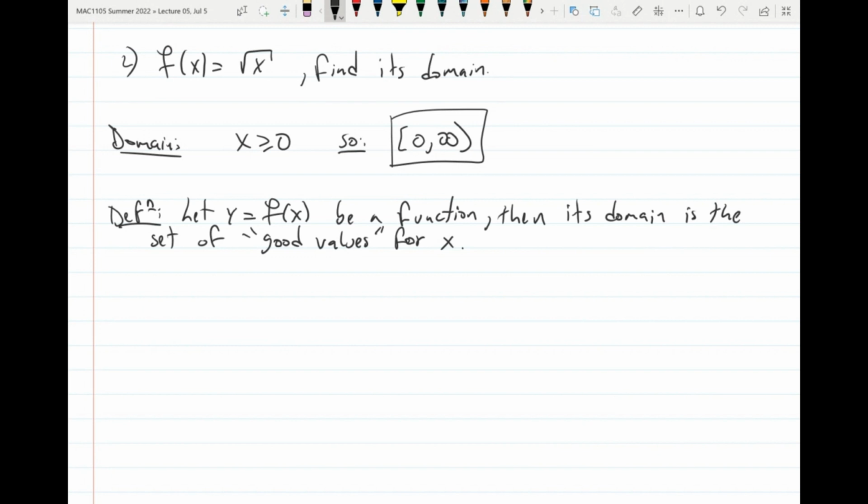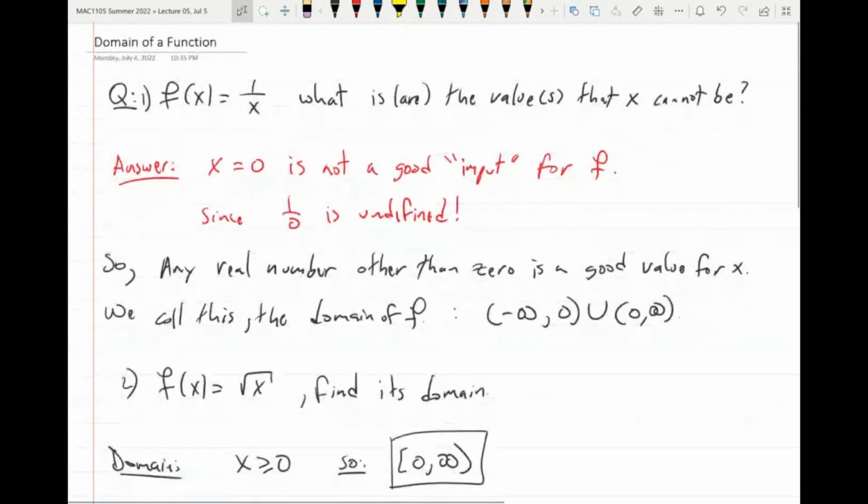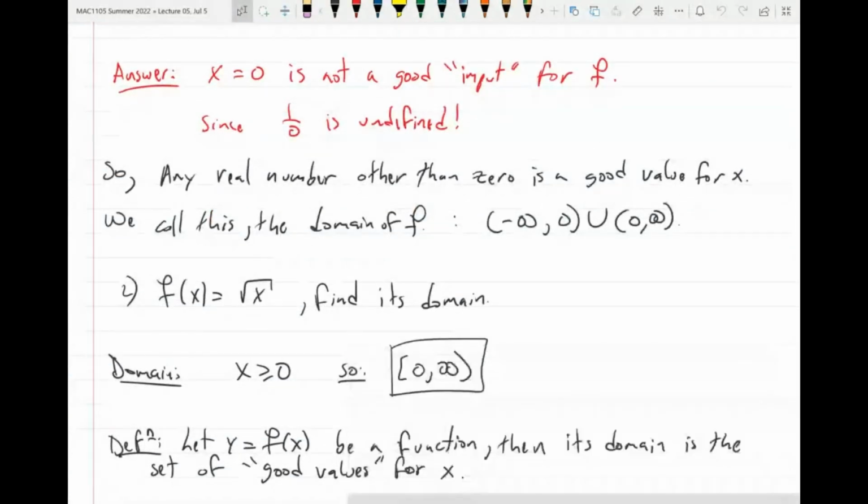The good values for x. In this case, x represents the input of the function, the values that you are allowed to plug into the function. Okay? Like in number 2 here, we are only allowed to plug in non-negative stuff. Okay? In number 1, you are only allowed to plug in non-zero numbers. Okay? So that you could get an output. All right?